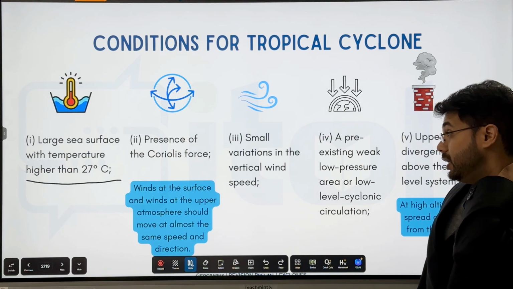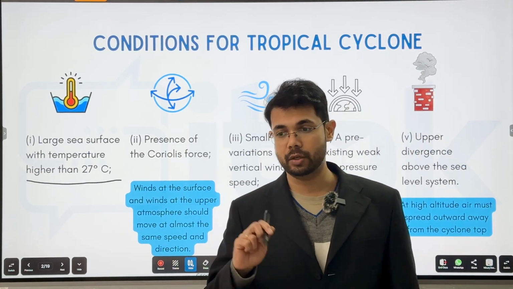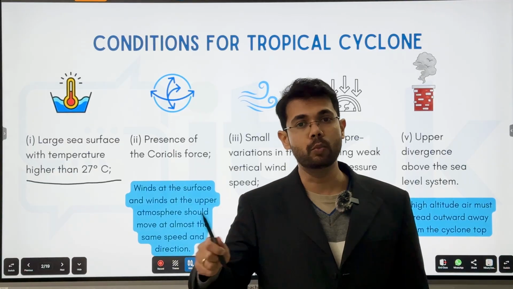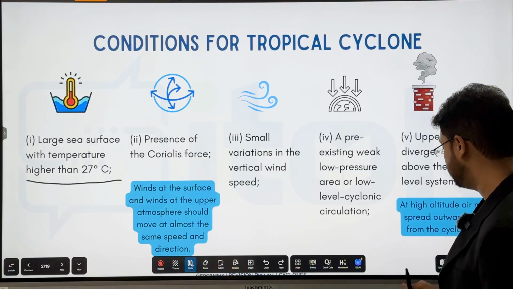Next, we need presence of Coriolis force. Why? Because the winds need to swirl around, they need to move around. So we need presence of Coriolis force.